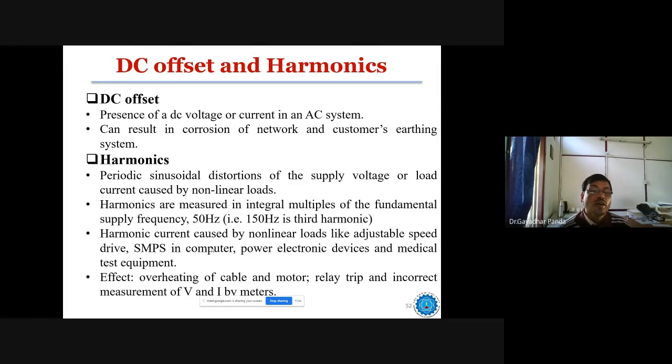As I told you, the harmonics arise because of the operation of the inverter, as the inverter output itself contains harmonics, or depending on the load connection, that also generates harmonics. If nonlinear loads are connected, that will also produce harmonics in the system. There are different aspects of the harmonics, and we have to eliminate those harmonics.